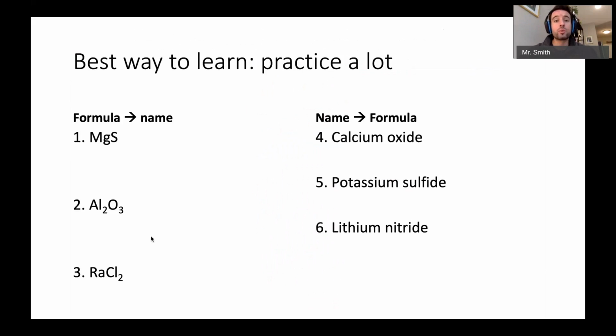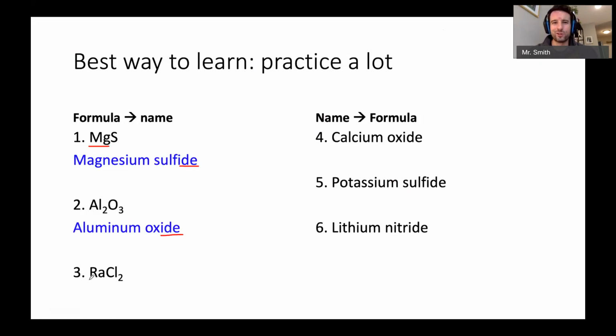Okay, so the best way to learn here is to practice a lot. So let's go ahead and take a moment to do that. We'll go through a couple problems together. Mg stands for magnesium. S stands for sulfur. So our name would be something like magnesium, and then S would be sulfur. We change that to an IDE ending, so it's magnesium sulfide. For the next one, Al is aluminum. O is oxygen, so our answer should be just aluminum, just regularly, and then oxygen turns into oxide. Notice the IDE ending there.